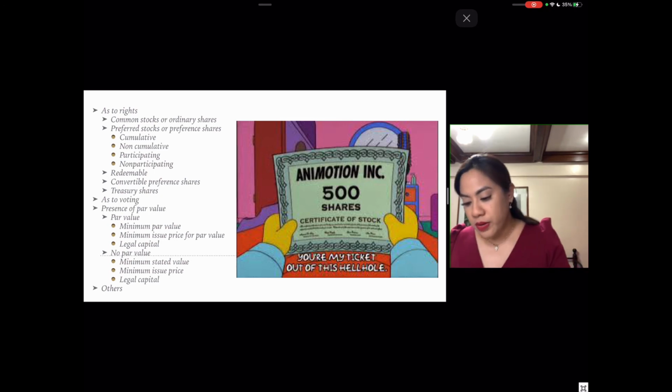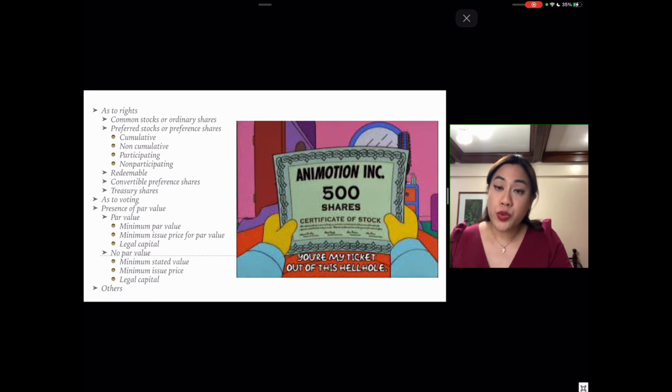Okay, before we move on, please note that one share equals one vote and not one vote equals one person. So a stockholder may have more than one vote. We are not counting heads. We count based on shares because one's representation in a corporation depends on a stockholder's extent of ownership.